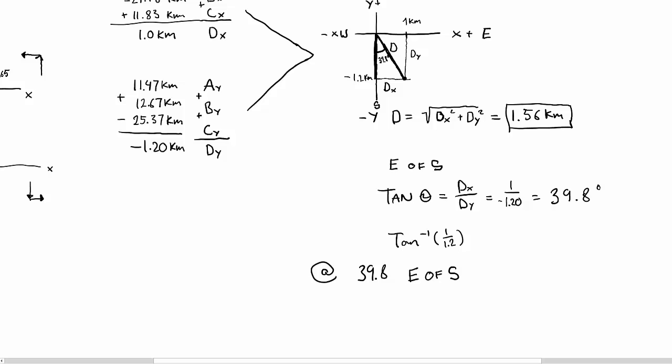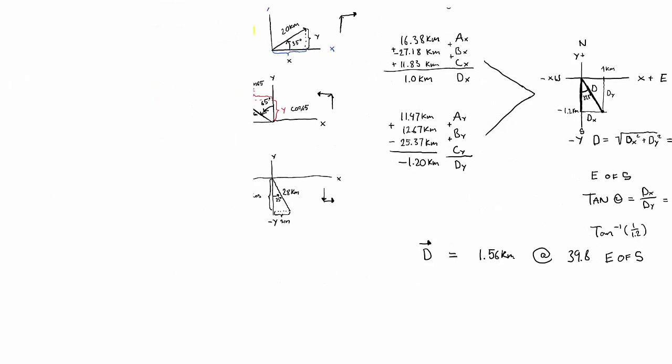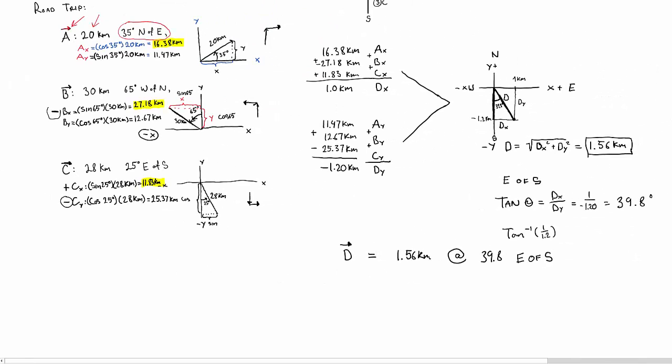And how long are we traveling for? How long have we gone? 6 kilometers. So we just put our vector back together. Bam. That will be our final answer.